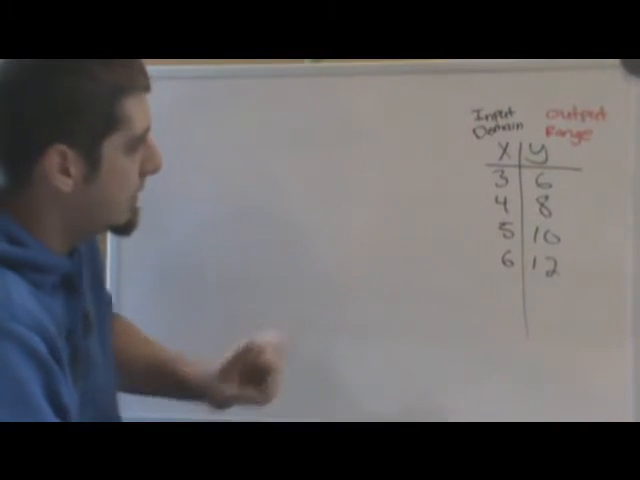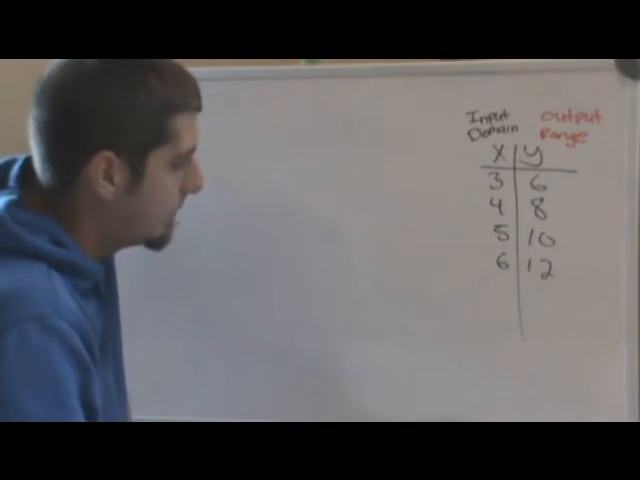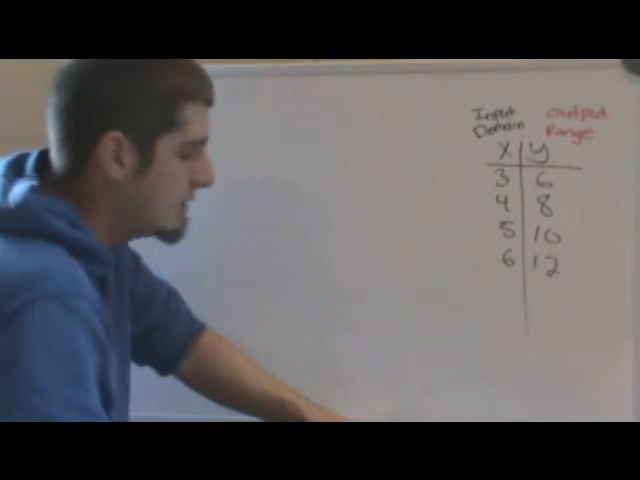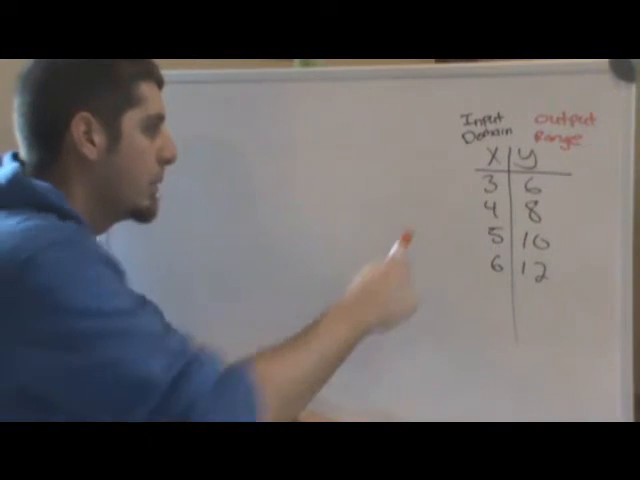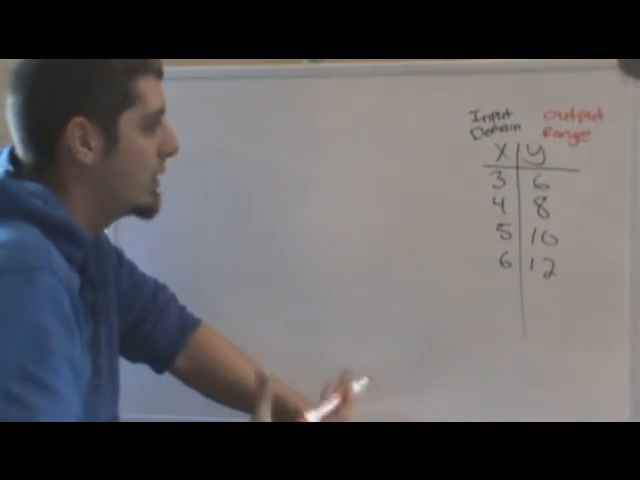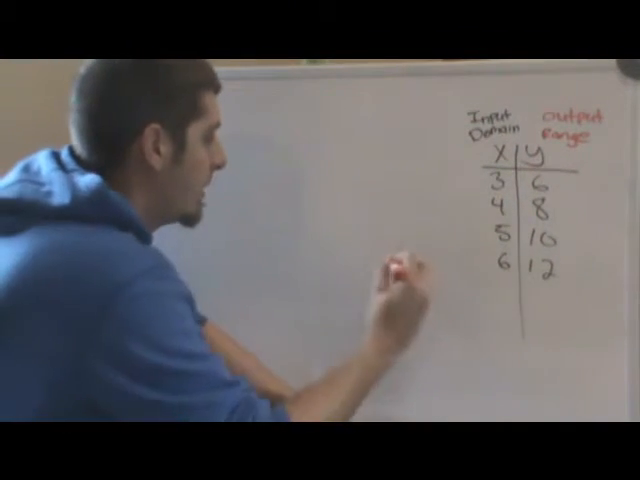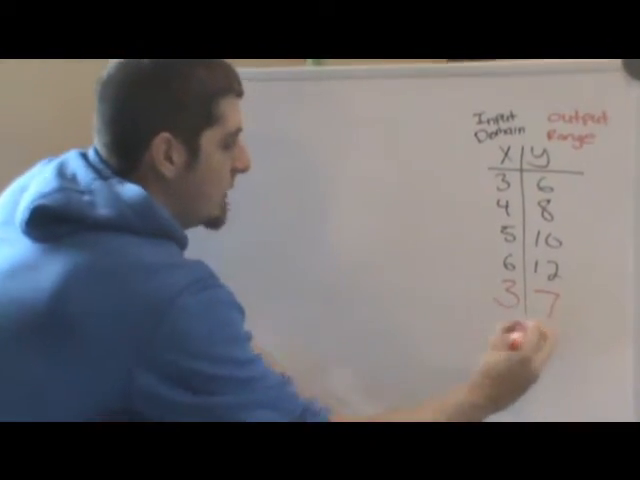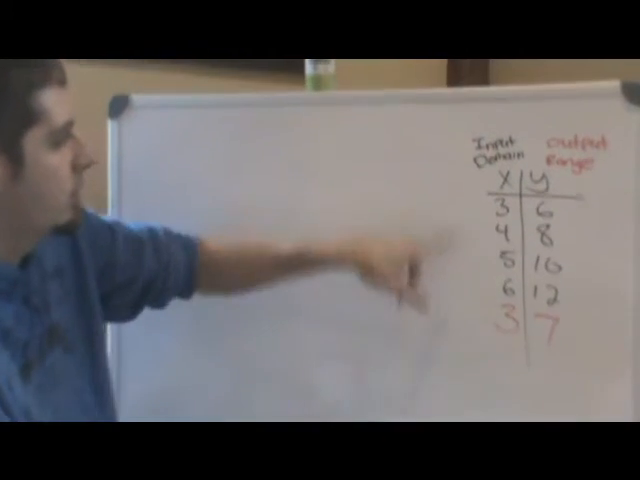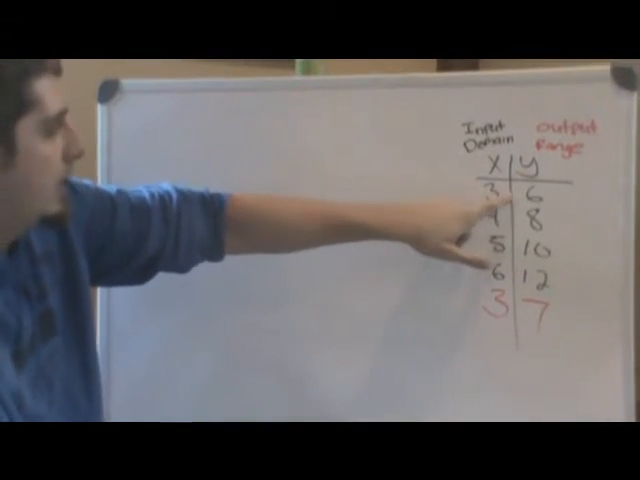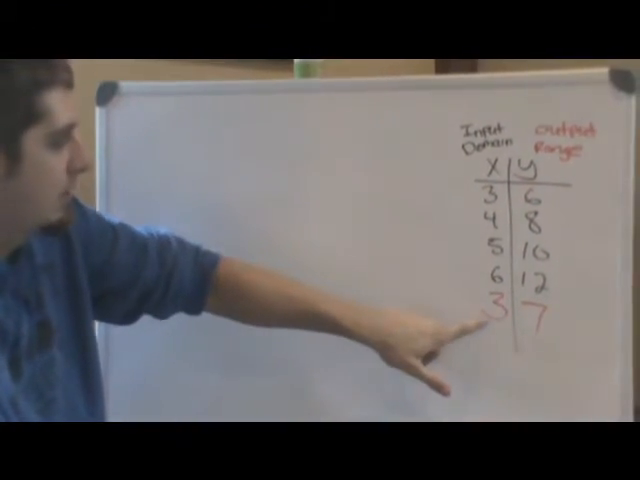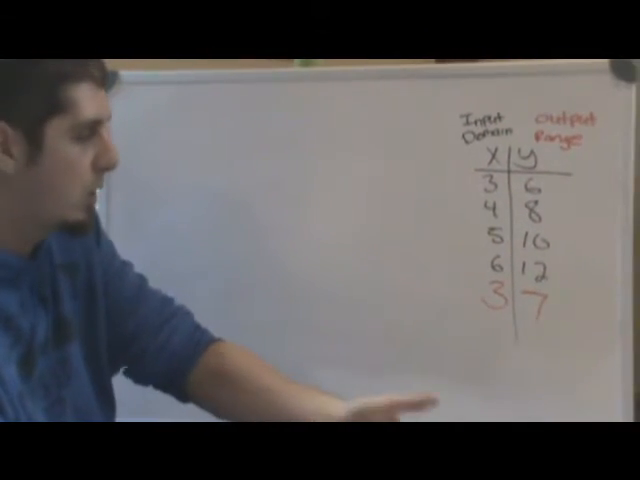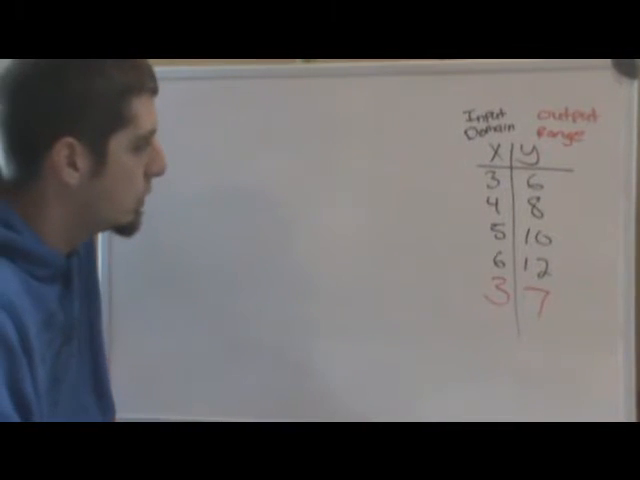Now, the second method I gave you to identifying a function was that the domain should never repeat, and that every number in the domain should be matched up with only one number in the range. So, for example, if I see 3 here, and I output 7 over here, then this is no longer a function. Because when I input 3, I got 6. When I input 3 again, I got 7. I got two different answers when I input the same number into the same equation. That doesn't make sense, so that couldn't be a function.